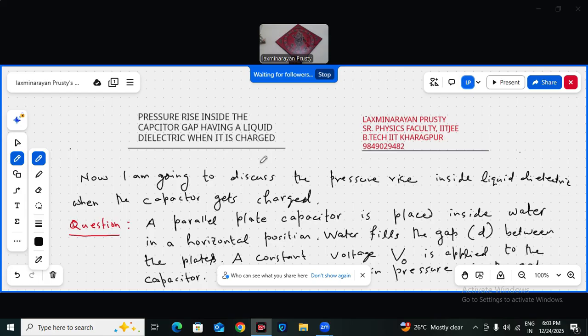Same capacitance topic. I'm going to discuss the pressure rise inside a liquid dielectric in the gap of the capacitor when the capacitor gets charged.